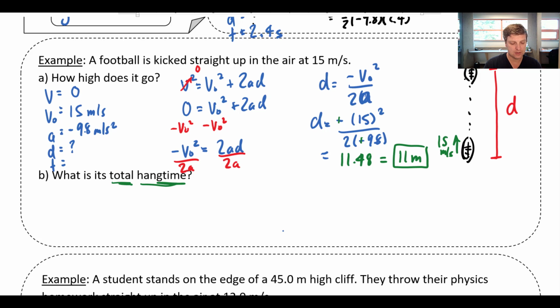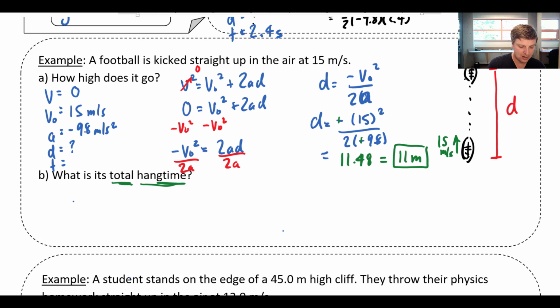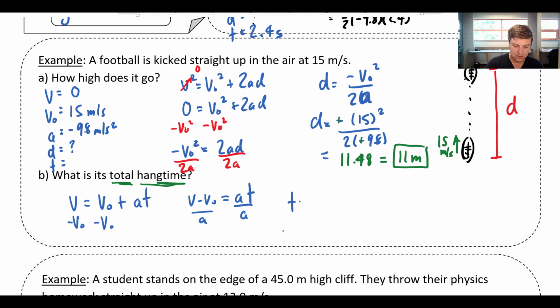Well, I have my variables set up right now in such a way that I could find how long it takes for the ball to go up to the highest point. So maybe I'll go ahead and find that and just see where that leads me. I'm going to use these exact same variables, but now I'm going to use this formula, v equals v naught plus at, and then I'll minus v naught, v minus v naught equals at, divide by a, so we get t equals v minus v naught over a, which is 0 minus 15 over negative 9.8.